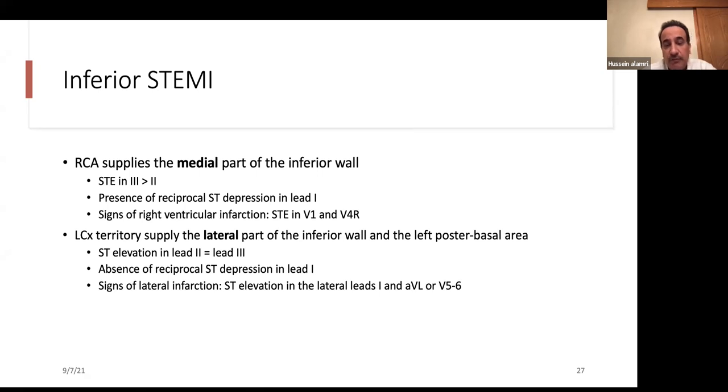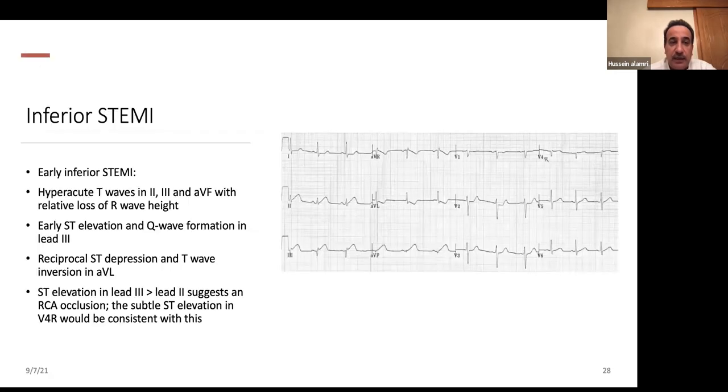Signs of right ventricular infarction may also appear: you will see ST elevation in V1 and V4R. So if you see ST elevation in lead 3 more than 2, with reciprocal changes in lead 1, this is RCA. If you see that the ST elevation in lead 2 is equal to lead 3, and there is no ST depression in lead 1, this is most likely the circumflex, and it may also show lateral MI. So always look at 2, 3, and 1. ST depression and ST elevation in these leads decide whether it's right or circumflex territory.